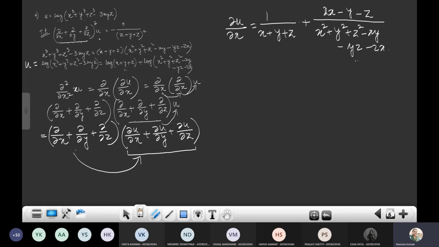So this is what we have got for del u del x. Next we will get del u del y. So let us now evaluate del u del y. Maybe 1 plus 1 upon... Yes ma'am, when we do del u del x, then 2x minus y minus z. Why will that be? Because we have to apply the log function again, so that will be 1 upon the whole expression, and after that del x of the whole thing will come.